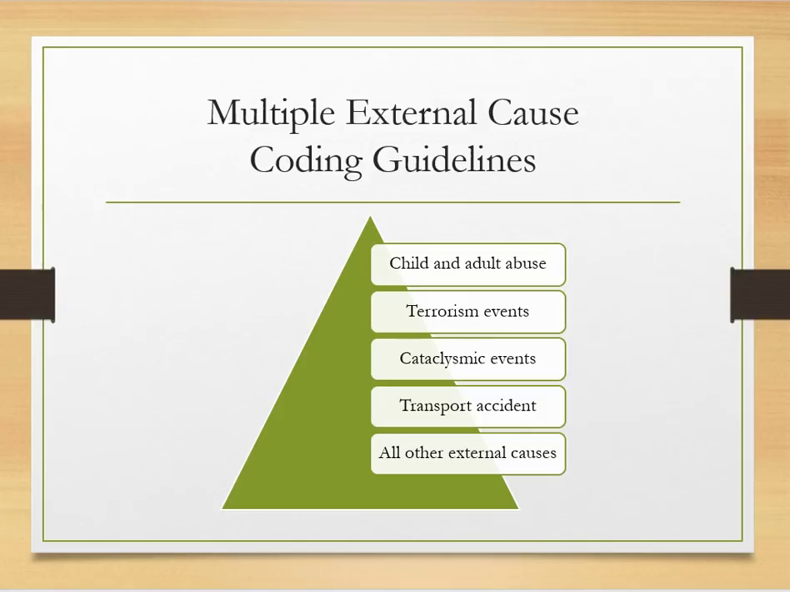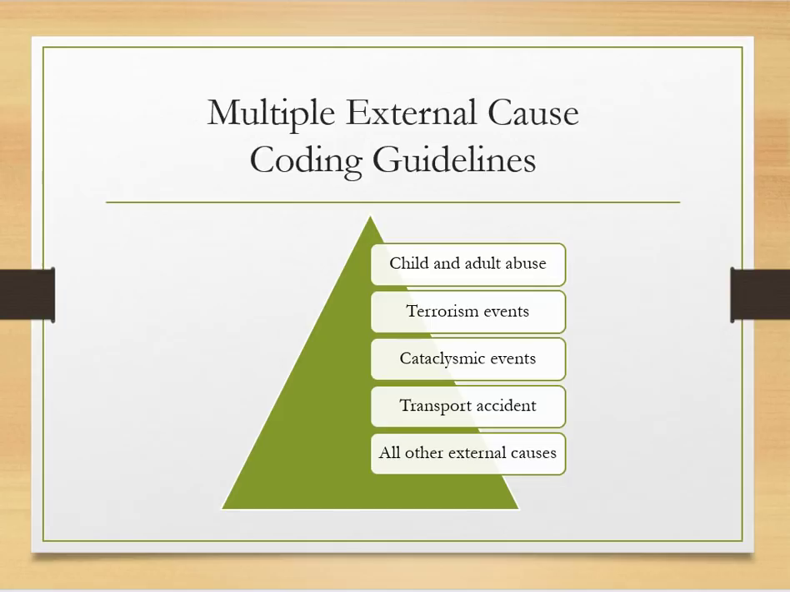As a reminder, the first listed external cause code should correspond to the cause of the most serious diagnoses due to an assault, accident, or self-harm. And you're going to use the order, the hierarchy that you see on the slide here for you right now.